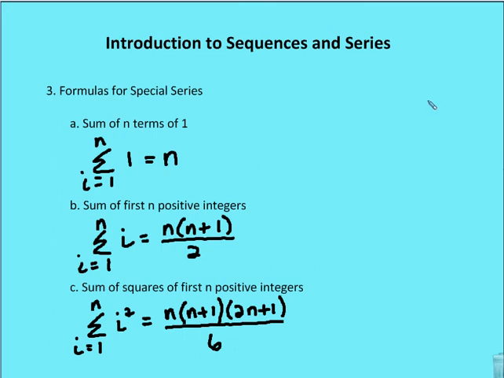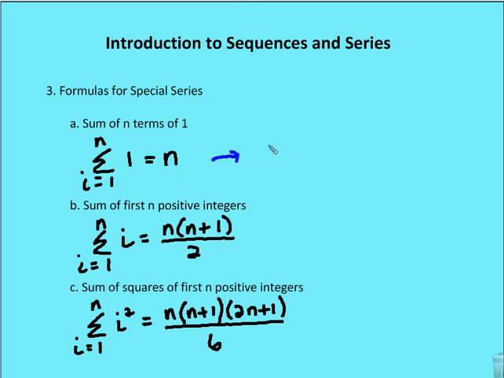Now there are 3 special formulas for sequences in series, or for series in this case. One is where you have a sum where you're just adding 1 for each input. The next is when you're adding the value of i for each input. And the last is when you're squaring the value of i for each input. So let's give an example.